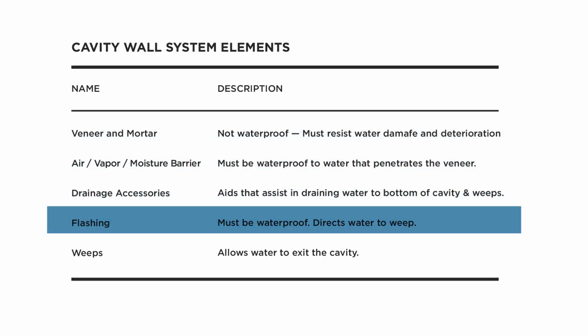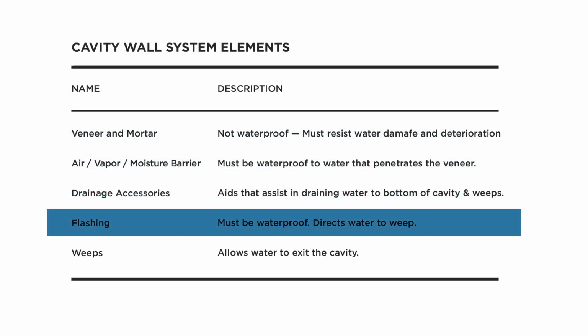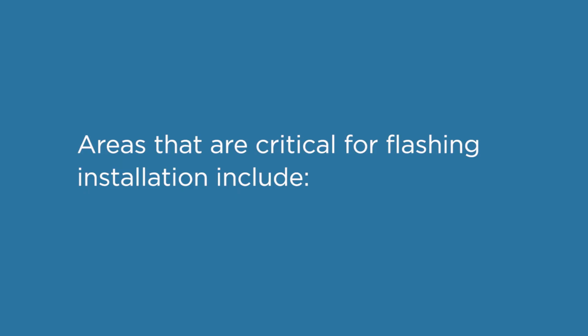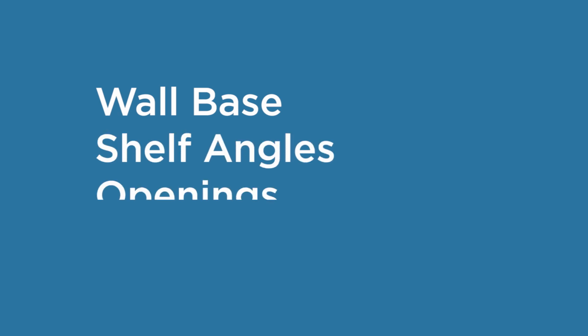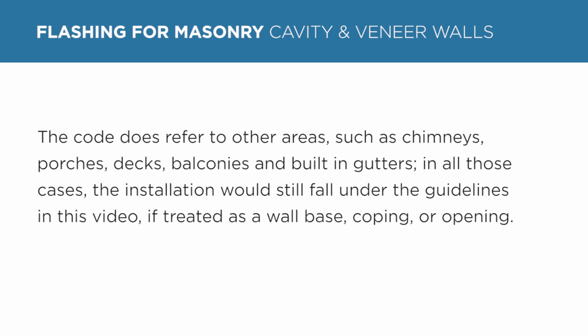Flashing functions as a critical component of the overall cavity system. Areas that are critical for flashing installation include at the wall base, shelf angles, openings, and copings. The code does refer to other areas, such as chimneys, porches, decks, balconies, and built-in gutters. In all of these cases, the installation would still fall under the guidelines of this video, if treated as a wall base, coping, or opening.